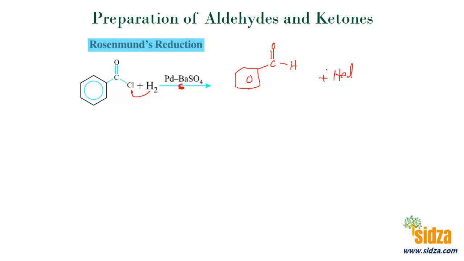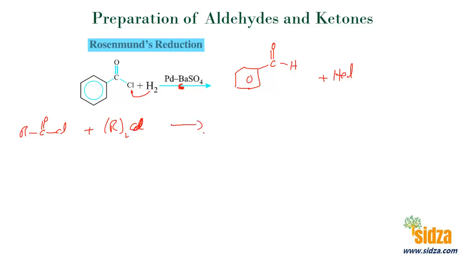Now, if you want to get a ketone from the acid chlorides, how do you get it? From RCOCl you can get a ketone also, but not by reacting with hydrogen gas. You have to use a different compound. Normally we use dialkyl cadmium, which is cadmium with two alkyl groups attached to it.